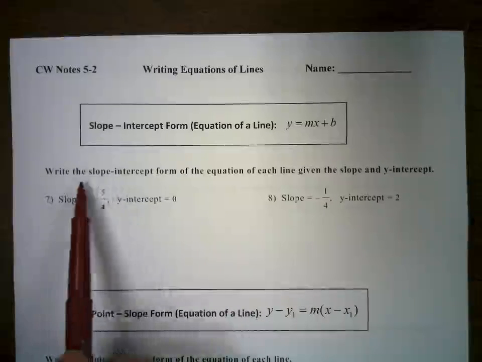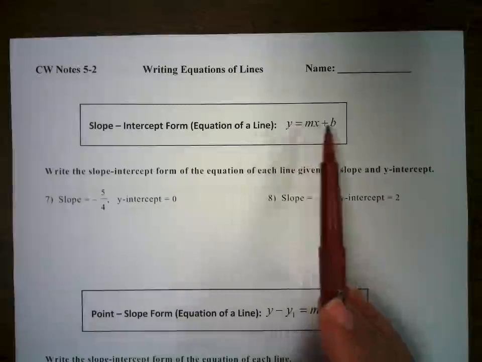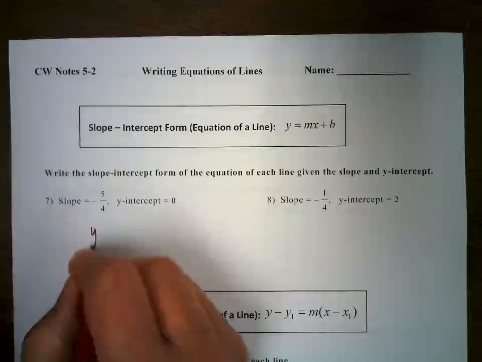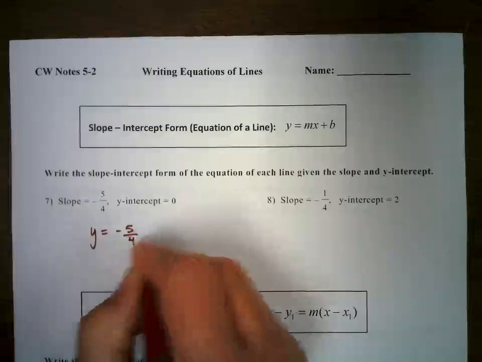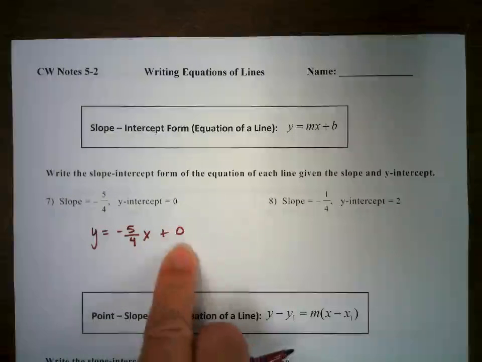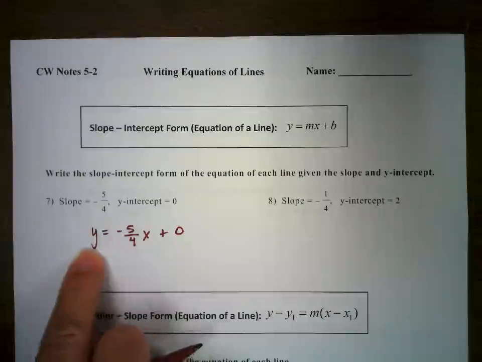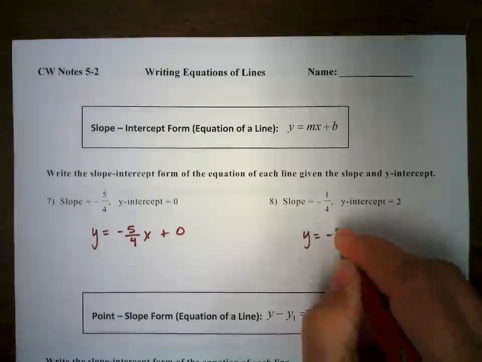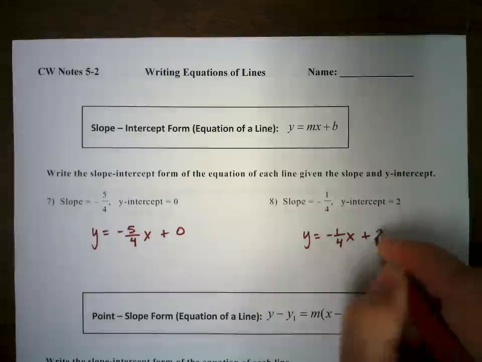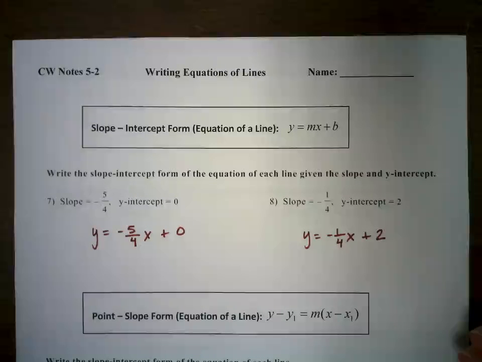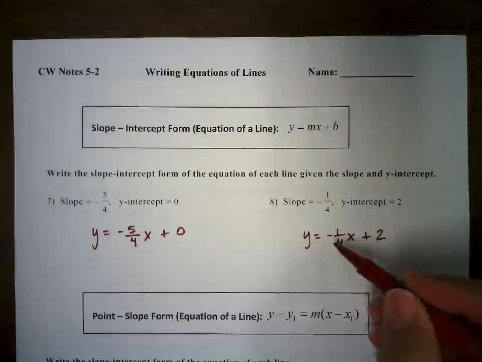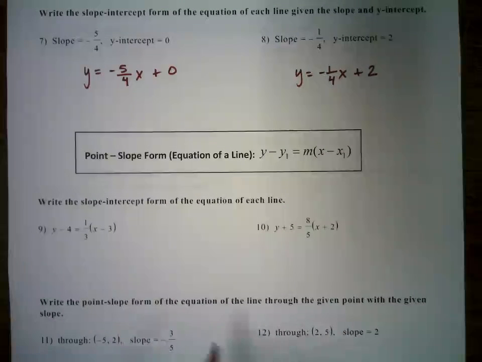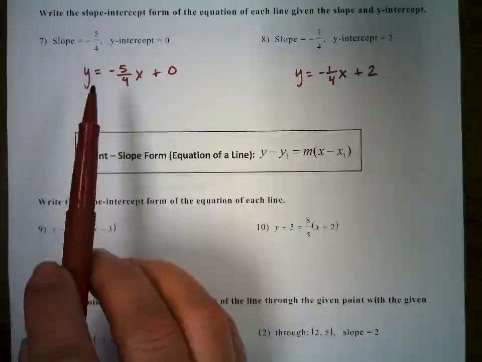So if I have something like this and I want slope-intercept form, I want this y equals mx plus b form. If I have the slope and I have the y-intercept, I can just plug it straight in, right? So y equals mx plus b. Of course, you don't have to have the plus 0 there if it's just a 0. You could just have y equals negative 5/4 x. This one would be y equals mx plus b, right? So y equals negative 1/4 x plus 2, or sometimes that's written as negative x over 4 plus 2.